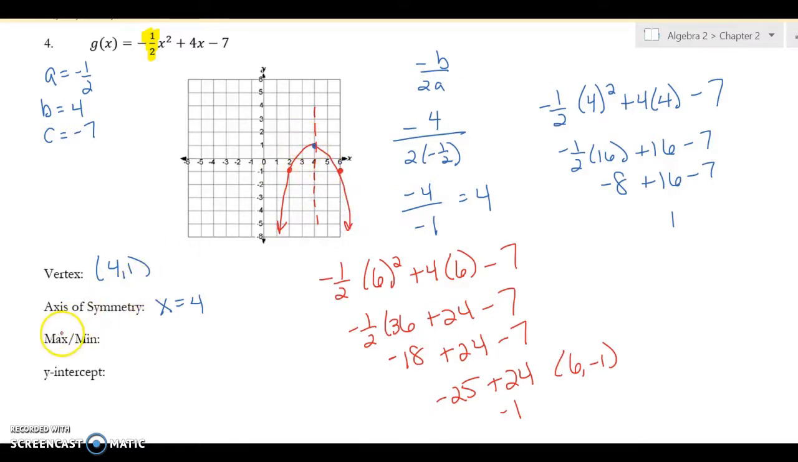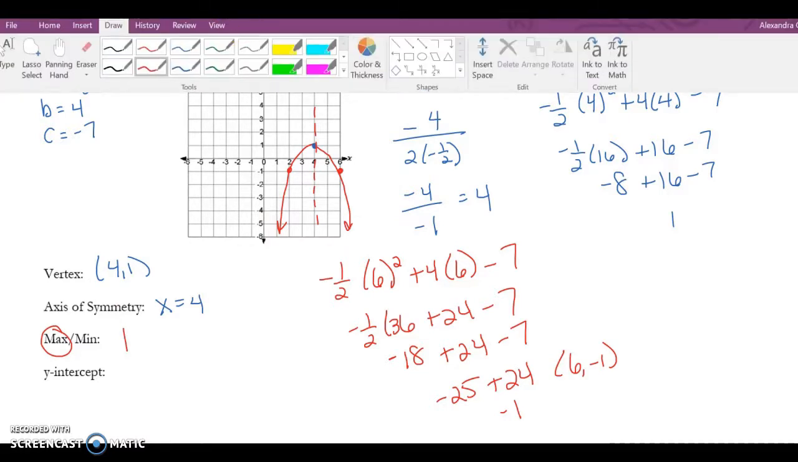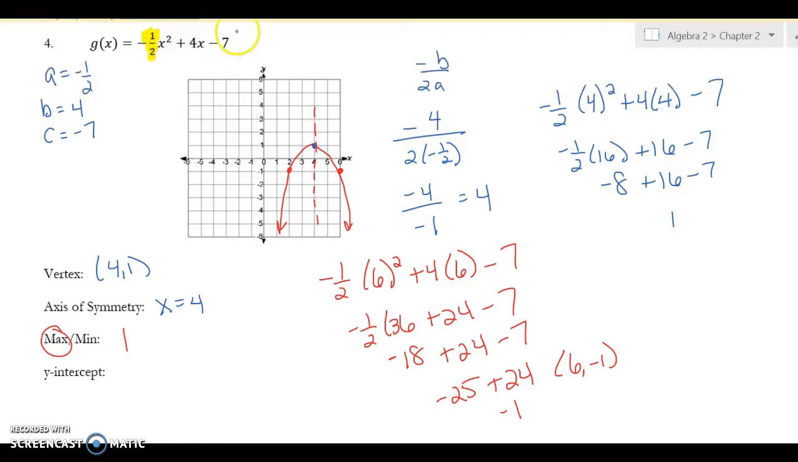So the max, it's a max value. And the max value is at 1. And the y-intercept, okay, so we need to do a y-intercept in a different color. Or I could look and say, there it is. It's supposed to cross at negative 7. So I could have made my graph a little better. But you get the idea. So the y-intercept is at negative 7.